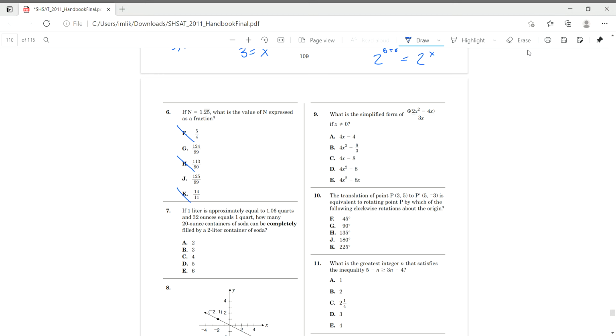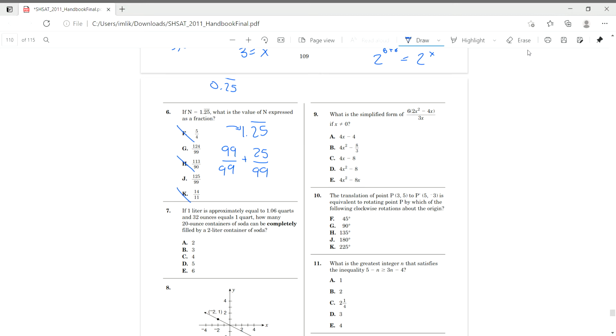So now we're left with 124 over 99 and 125 over 99. So how are we going to figure this out? Well, obviously we're not going to divide it because that's a waste of time on the SHSAT. What we are going to do is use our rule and convert 1.25 into an improper fraction. So we can separate this as 99 over 99, that is equal to 1, plus 0.25 repeating, which is the same thing as saying 25 over 99.